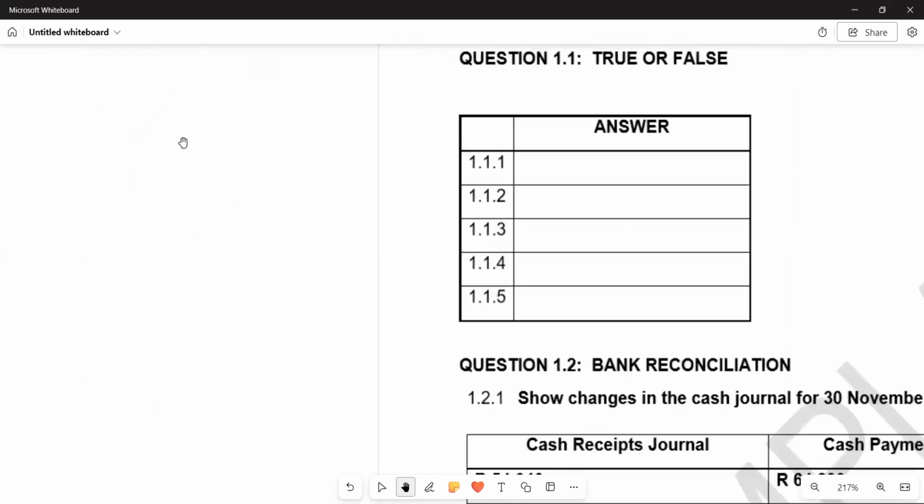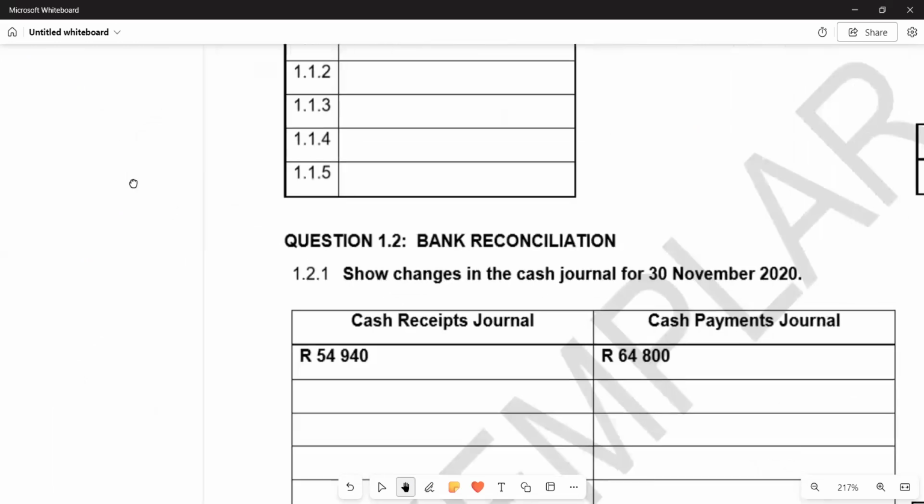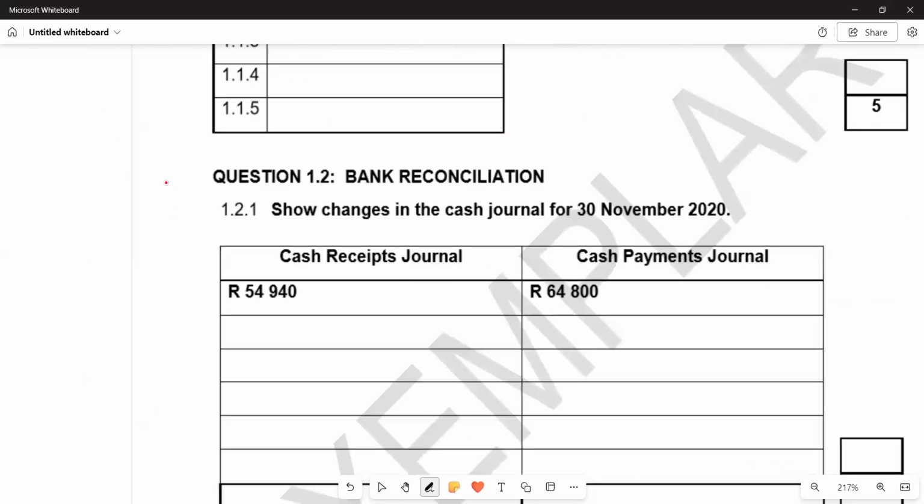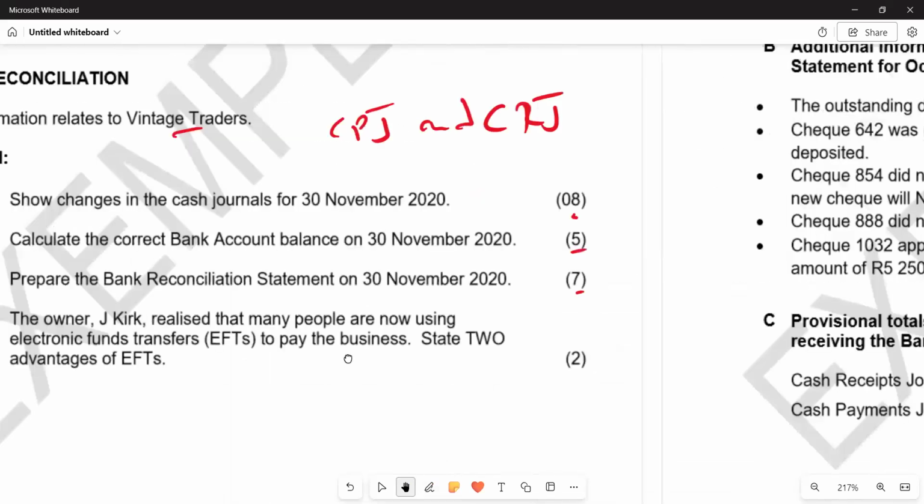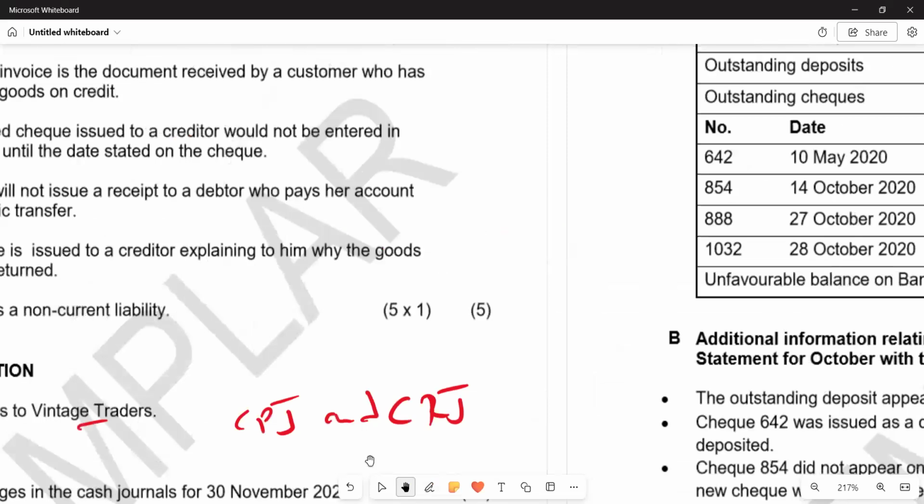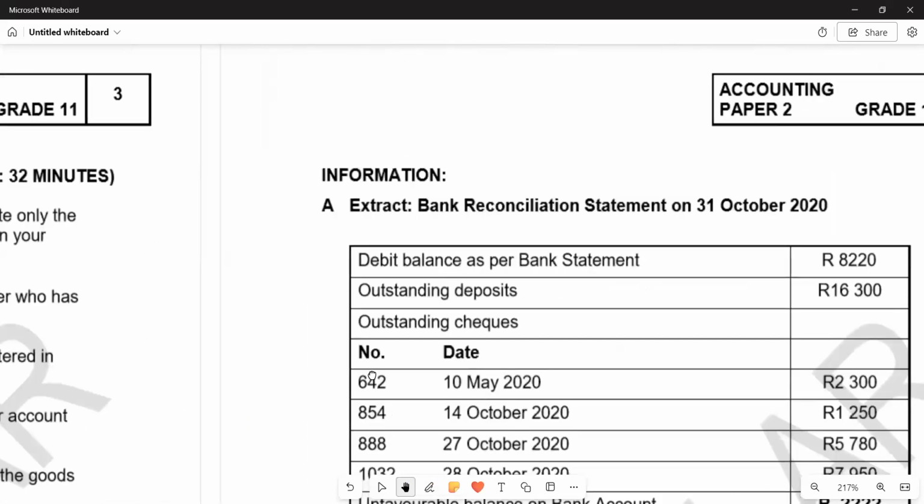This is the answer section that we are going to use. Here you see that the opening balance in the cash receipt journal is given as 54,940, and the opening balance in the cash payment journal is given as 64,800. These are pre-entered, so we are just going to go through the errors that need to be corrected.